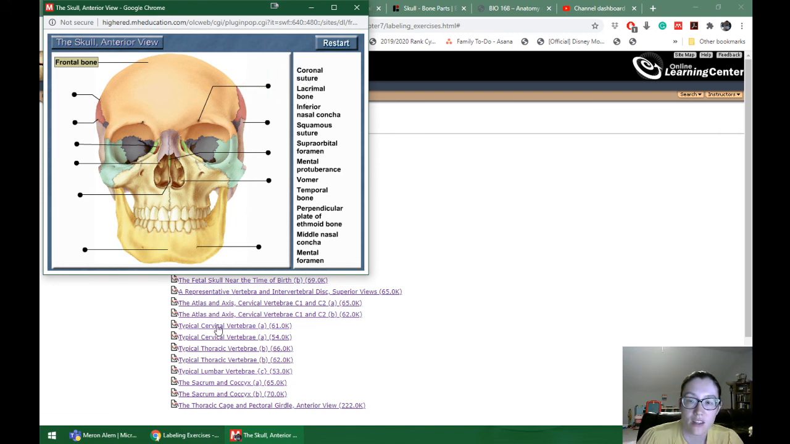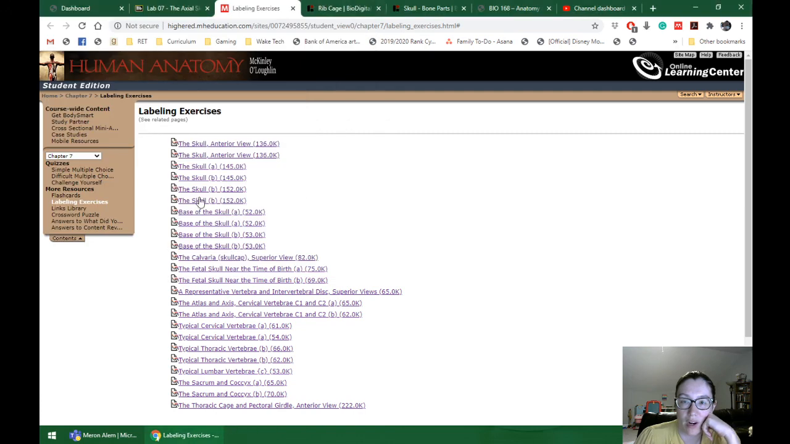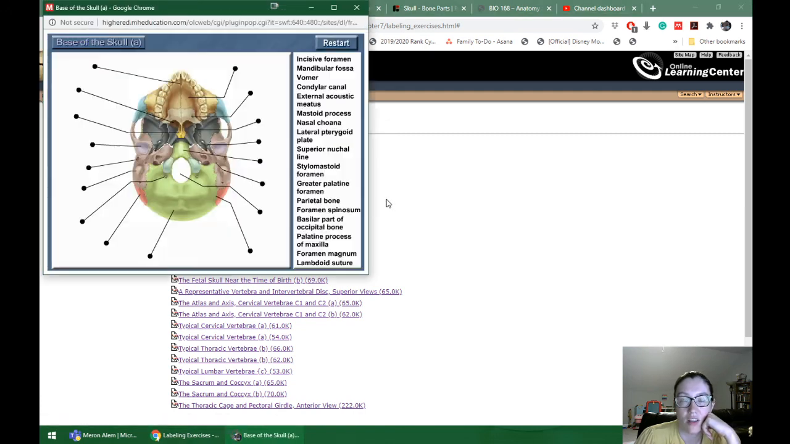Now, once again, this is another area where you have to look at your lab manual, because most of these you need to know on this one, but there are some where, like the base of the skull, especially, there's a lot of things you don't need to know, like the stylomastoid foramen or the superior nuchal line.